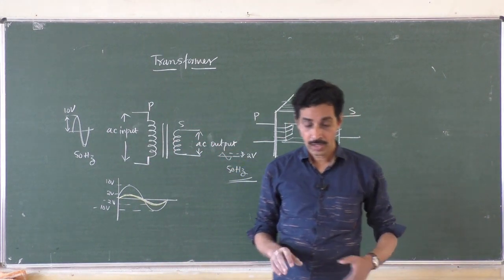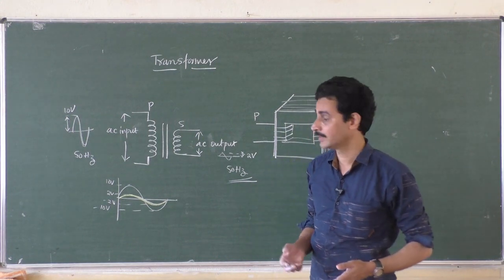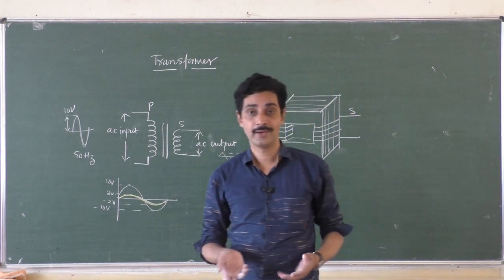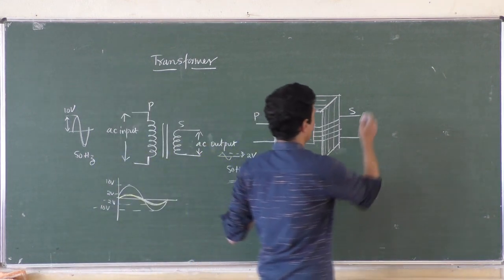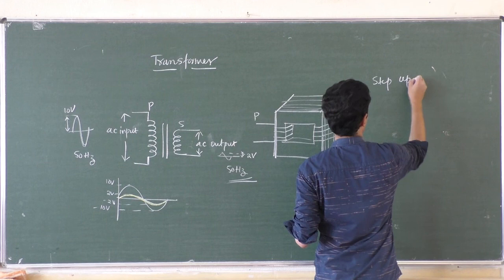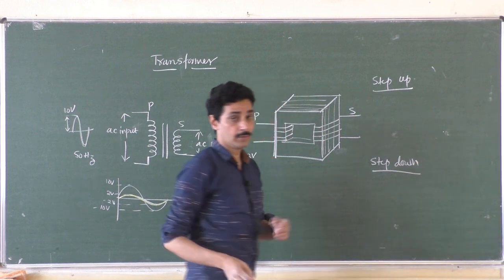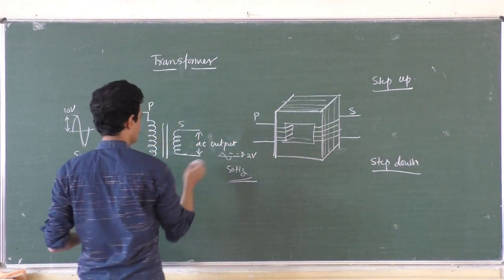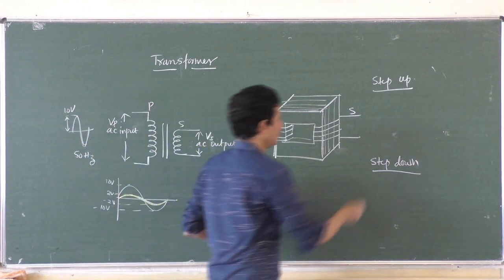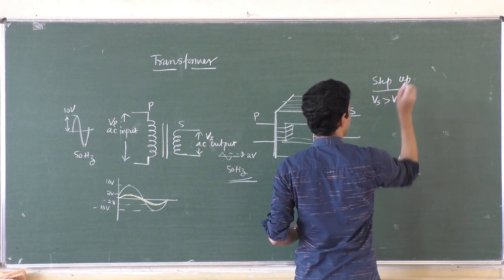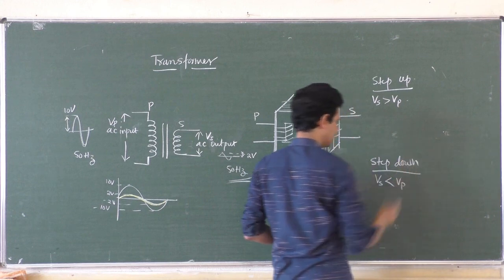Now, how does it work, sir? How is it possible to decrease the voltage or sometimes increase the voltage? Depending on whether voltage is increased or decreased, we have two types of transformer called step-up transformer and step-down transformer. What do you mean by step-up transformer? If the voltage at the secondary, I write it as Vs, is greater than the voltage at the primary, then it is called a step-up transformer, and if the voltage at the secondary is less than the voltage at the primary, then it is a step-down transformer.